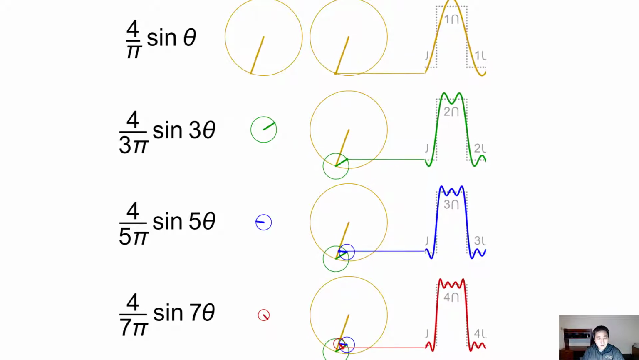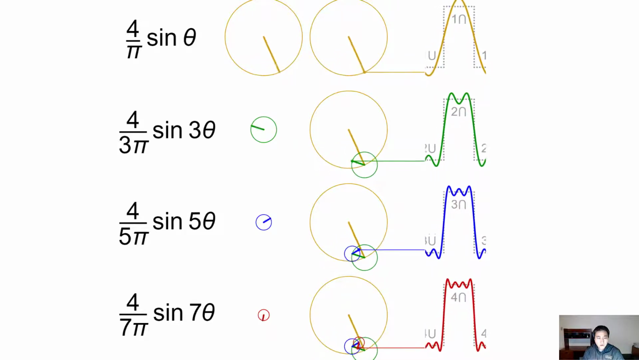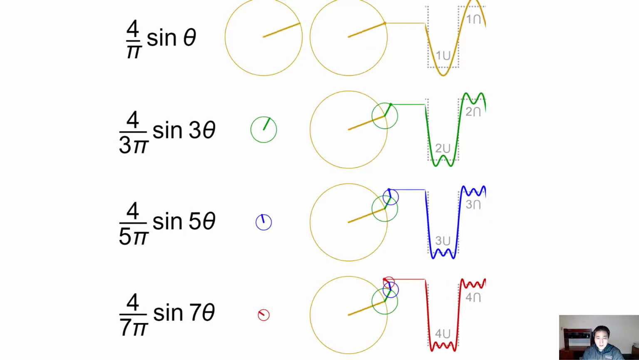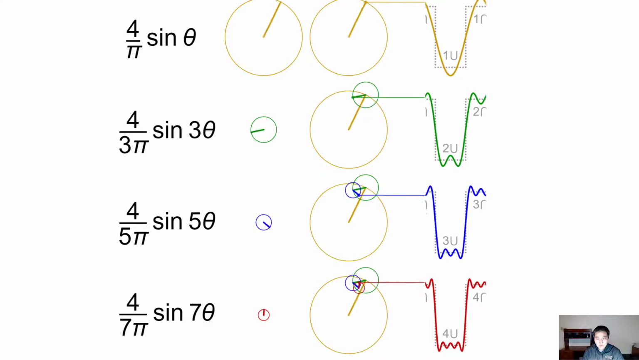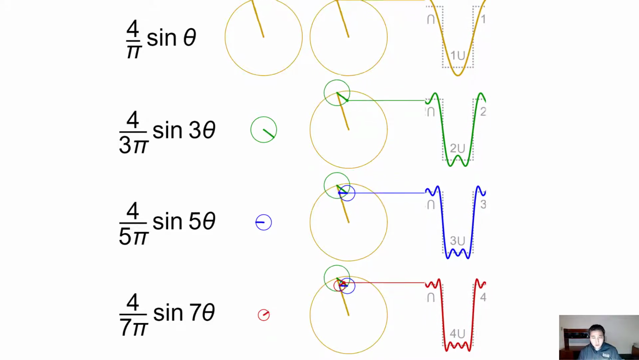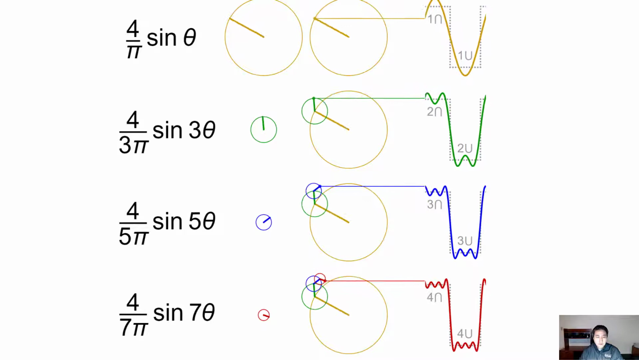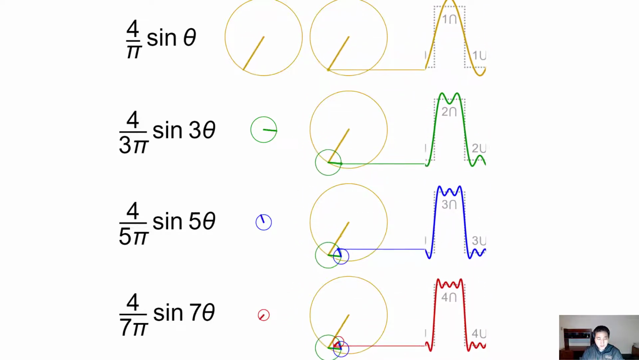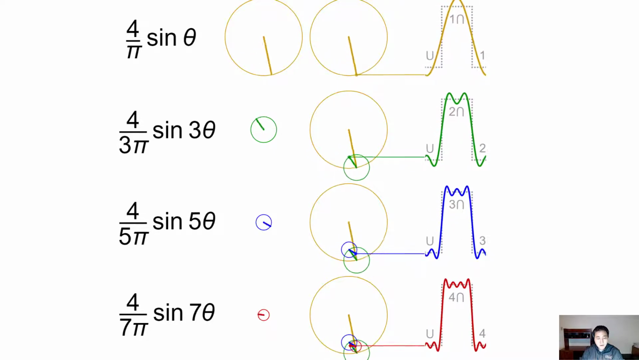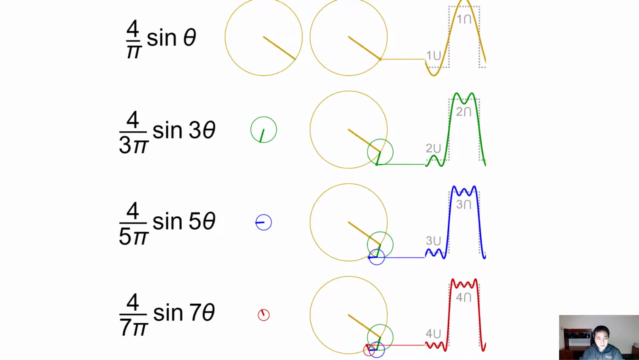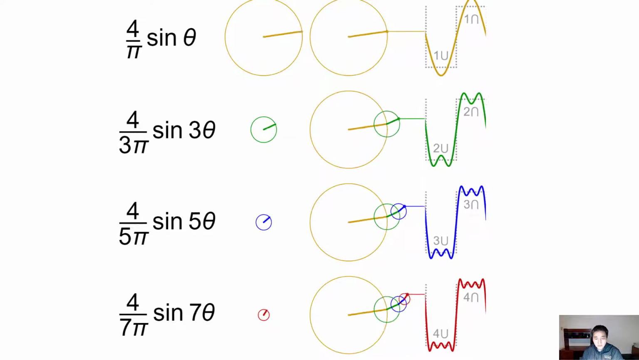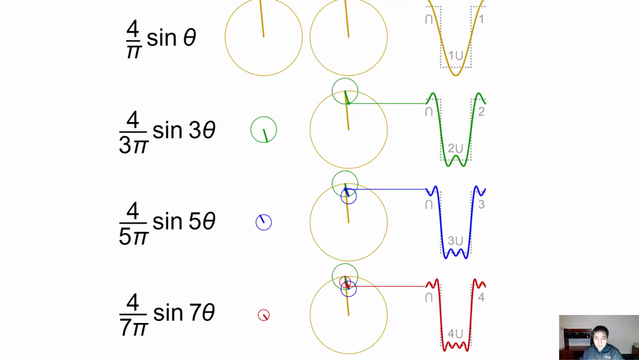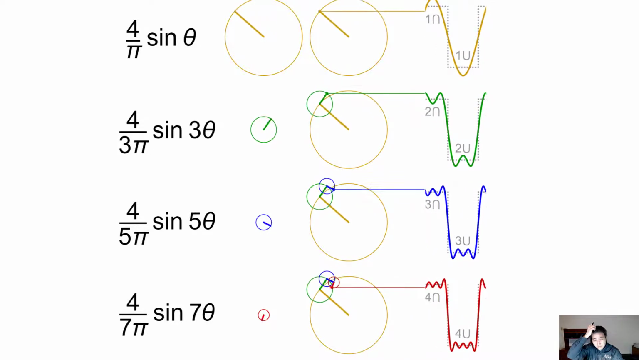I can add another harmonic, sine 5 theta, with a weight 1/5 of the original wave. And that gives me the blue waveform that is an even better approximation of the original periodic square wave. I can add yet another harmonic, sine 7 theta, with an amplitude only 1/7 of the original sine wave. And then we get this red curve that approximates the original square wave.